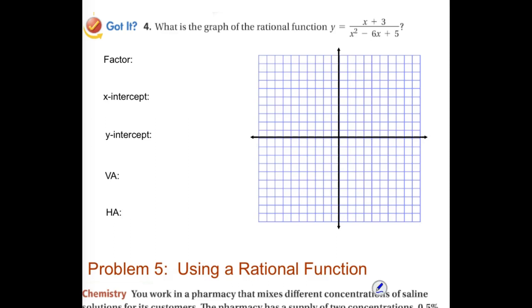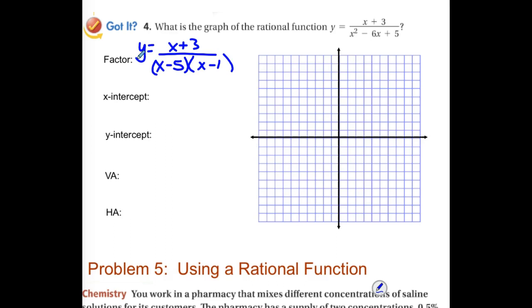All right, so step 1 is to factor. How did you factor the denominator? X minus 5, x minus 1. Okay, so do any of our factors drop out? All right, so this has no holes in it. All right, we'll look at some tomorrow that have some holes.